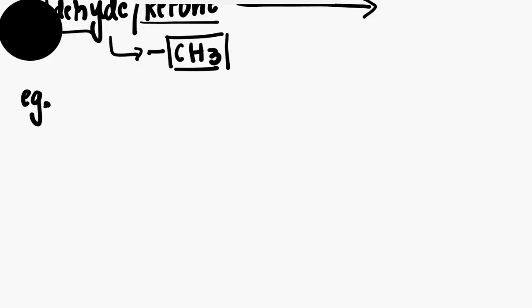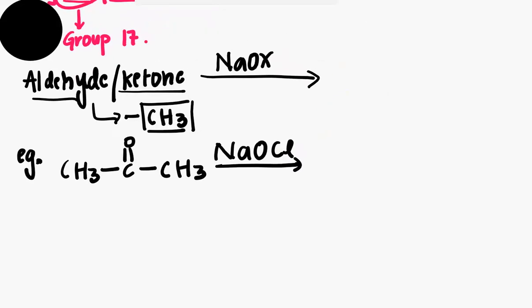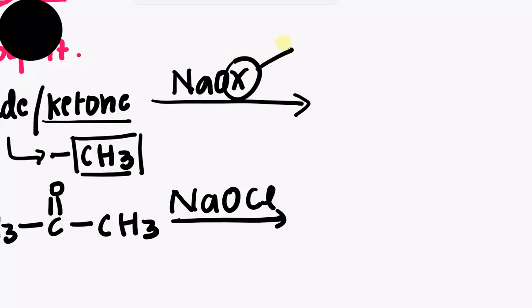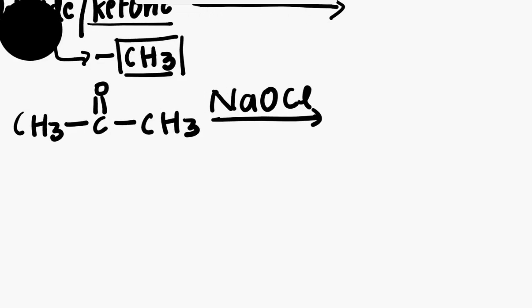So let us take an example of CH3, C double bond O and CH3. When we make it react with NaOCl. So when we talk about X here, it can be Cl, Br, I. F is not usually given in NCERT, so we'll cover Cl, Br and I.